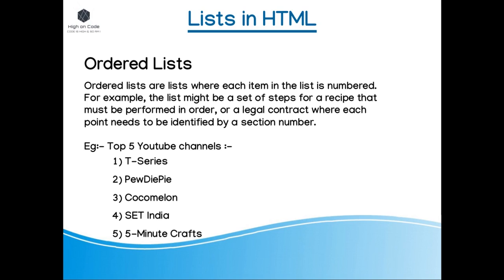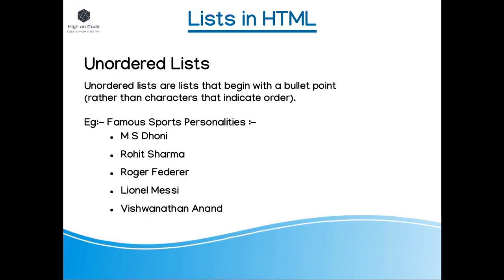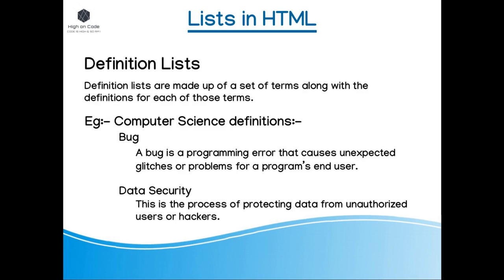Okay, the next type of list is the unordered list. They are similar to the ordered list, but the only difference is that they do not have any priority or sequence number. They just begin with a simple bulleted point. Here is an example of 5 famous sports personalities. This is my choice. If your choice differs from mine, do let me know in the comment section. I would love to hear from your side.